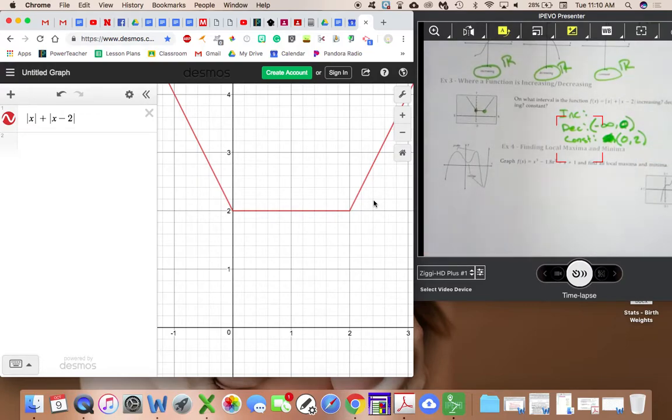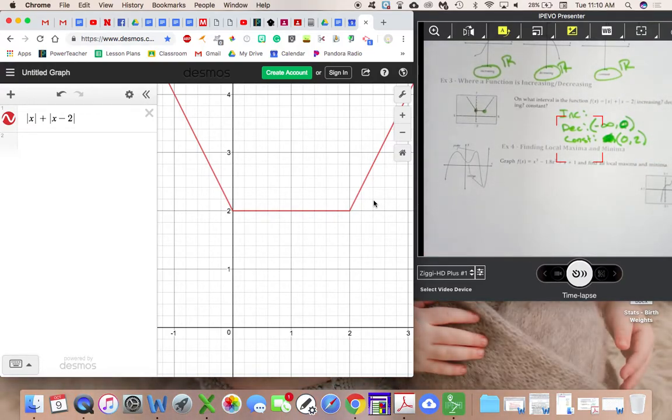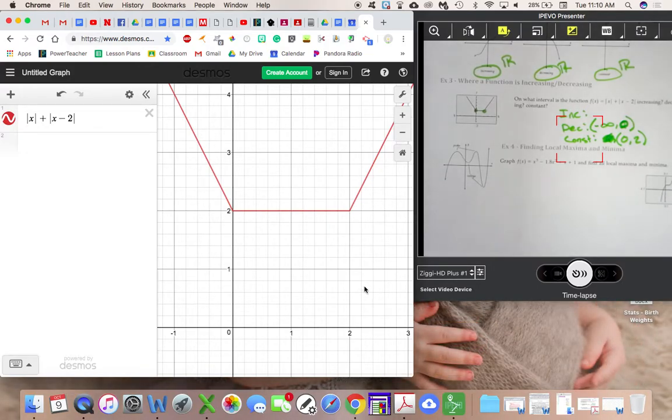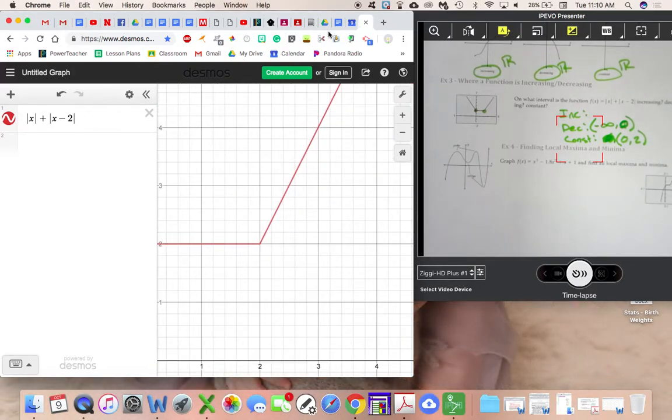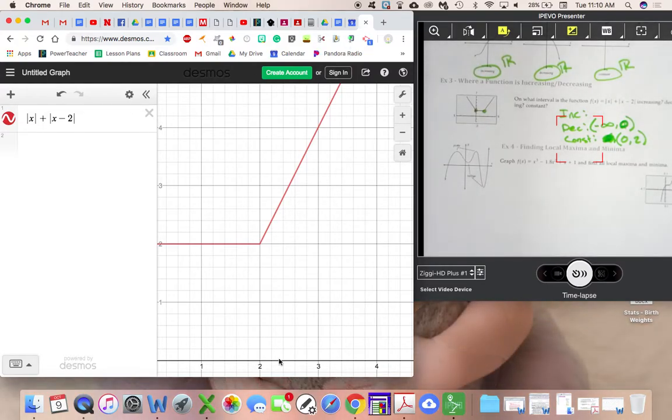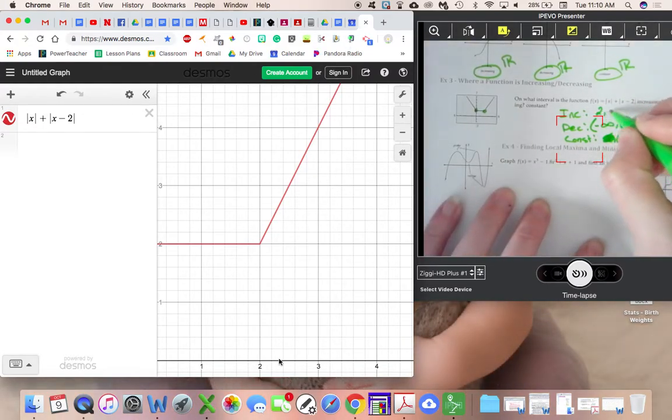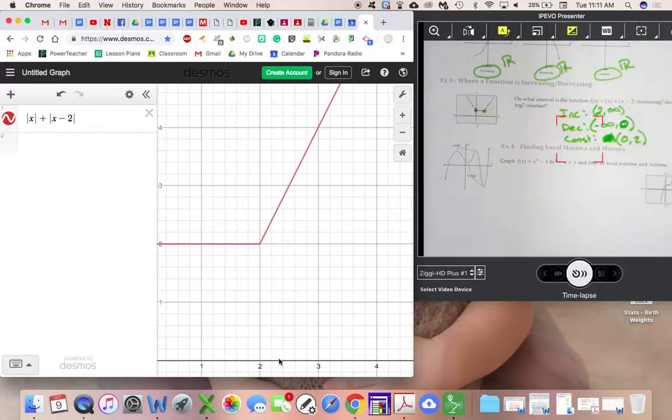Always parentheses, because it is neither increasing nor decreasing nor constant at the point 0 and at the point 2. It's constant in between 0 and 2, but at those exact points it is nothing, okay? And then over here to the right side, what is that interval? 2 to infinity, parentheses on both.